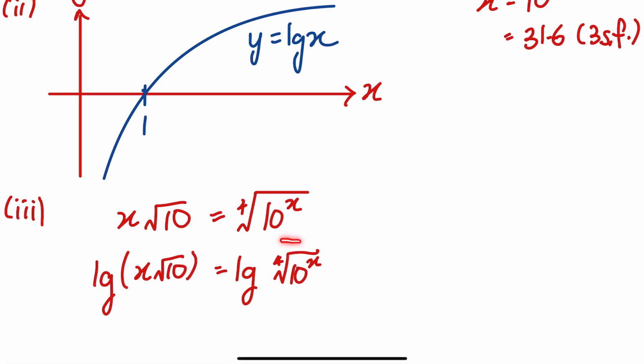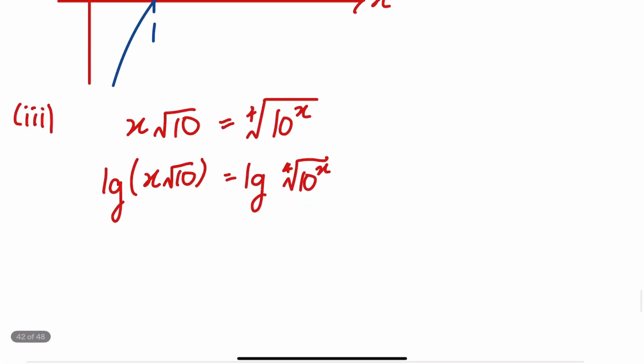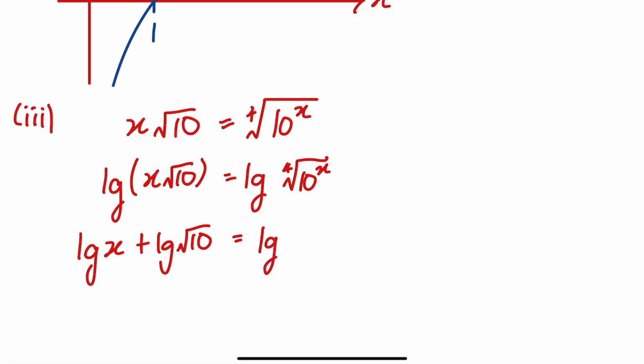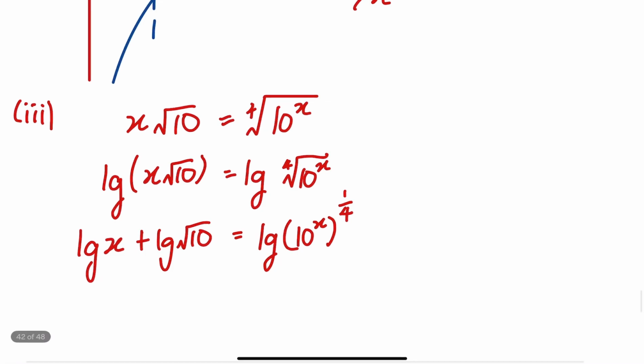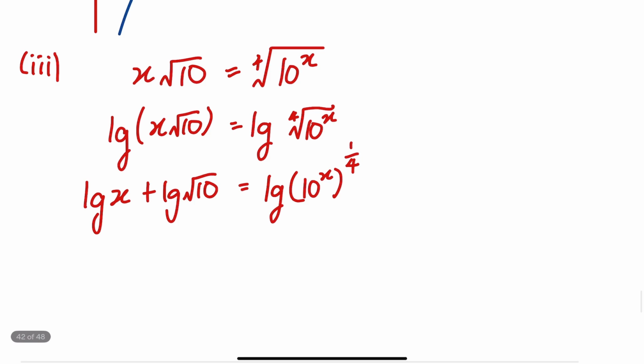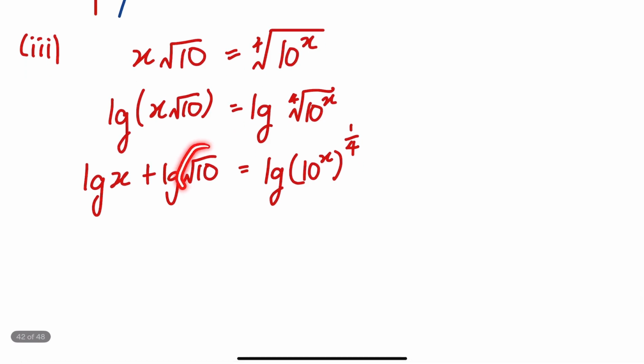I can also bring down this root 4. The fractional power is 1 over 4. So what this means is that I can split apart by my laws of logarithm. This is log x plus log square root 10 equals, maybe I'll do it step by step so that you can see clearly, 10 power x, the whole thing power 1 over 4, because it's the 4th root. By the product law and power law, I can bring the power down. Same thing for square root. Square root means power half. So by the power law, I can bring the power down.